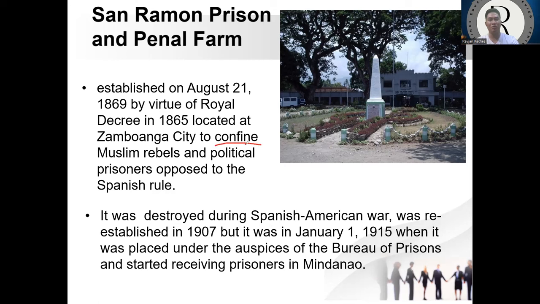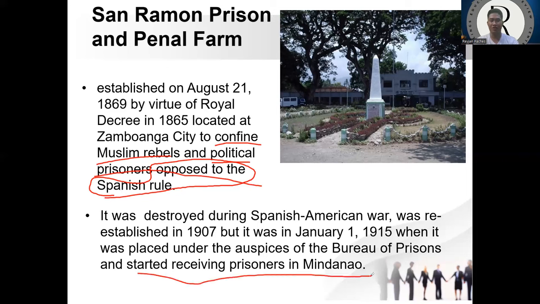Saan or sino yung mga kinukulong before sa San Ramon Prison and Penal Farms? So originally, that is the place for confinement for Muslim rebels and of course political prisoners during the Spanish rule. Of course, they are opposed to the treatment or yung sa rules ng tinatawag natin na mga Spaniards before. Okay, so it was destroyed during the Spanish-American War, but of course, it was reconstructed or reestablished in 1907. When it was placed under the supervision of the Bureau of Prisons, they started receiving yung mga prisoners na nanggaling sa Mindanao.